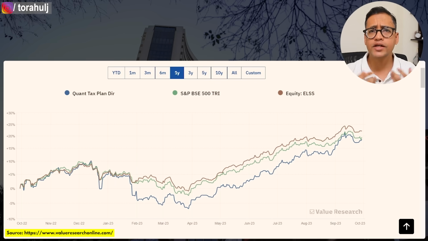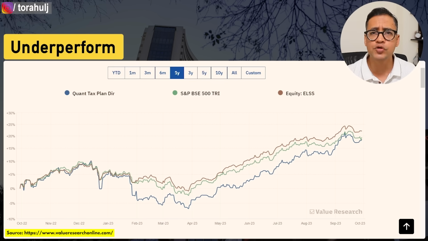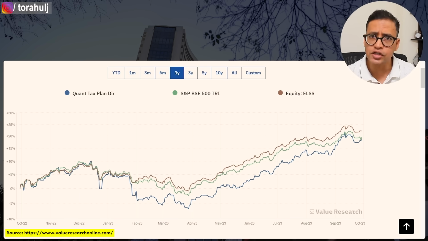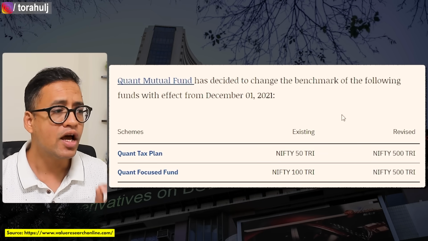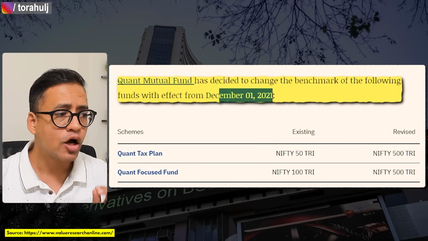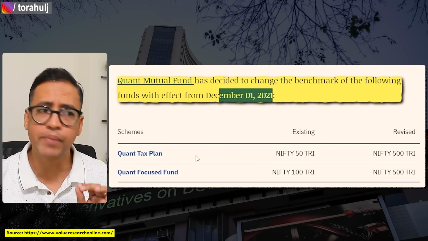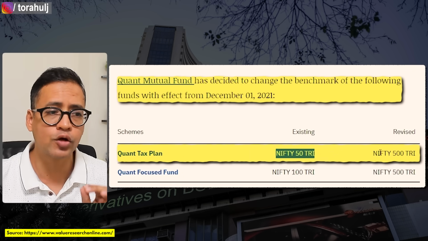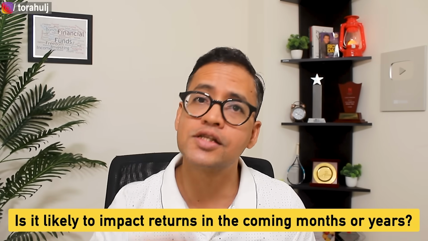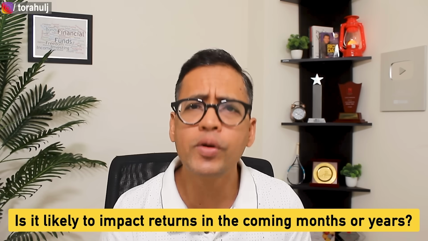Now you might say that, Rahul, it is fine because sometimes over a shorter period of time, mutual funds start to underperform and they will catch up eventually. So I agree to that argument in general, but also I want to present to you that, have a look at my screen and you will see that December 2021, Quant Tax Plan changed their benchmark from Nifty 50 TRI to Nifty 500 TRI. Now the point is that because they have changed their benchmark, is it likely to impact their returns in the coming months and years? Nobody can predict it, but something that we all must be aware of.